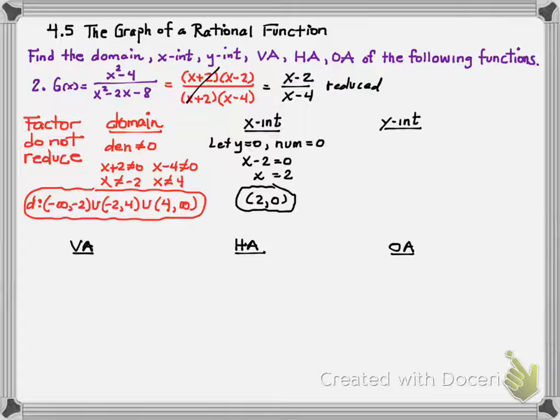And now for the y-intercept, that's where we let x equal 0. And you could use the factored form if you want. So that would be 0 minus 2 over 0 minus 4, which is negative 2 over negative 4, which is positive 1/2. So our y-intercept is (0, 1/2).